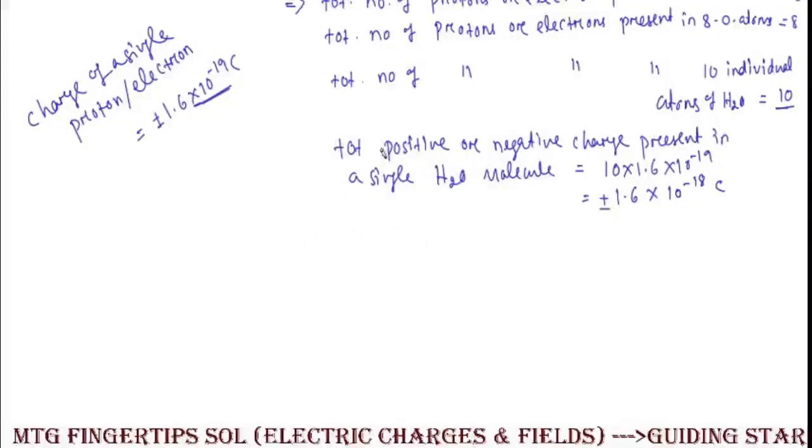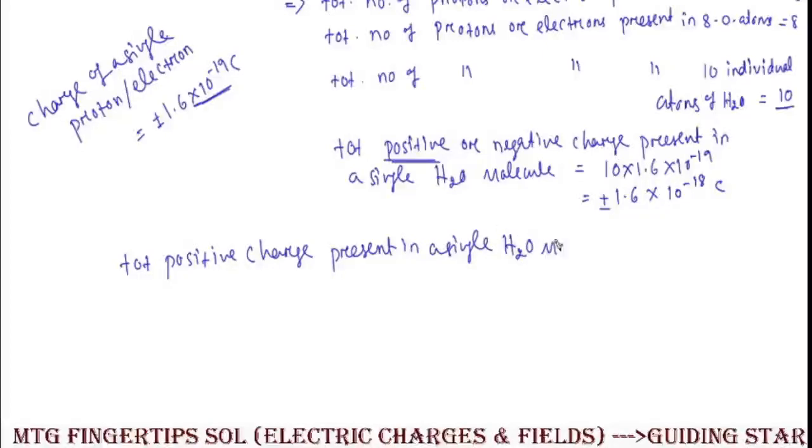So here in this particular case we want the positive charge. Clear? That means the total positive charge present in a single water molecule is how much? It will be 1.6 into 10 to the power minus 18 coulomb.